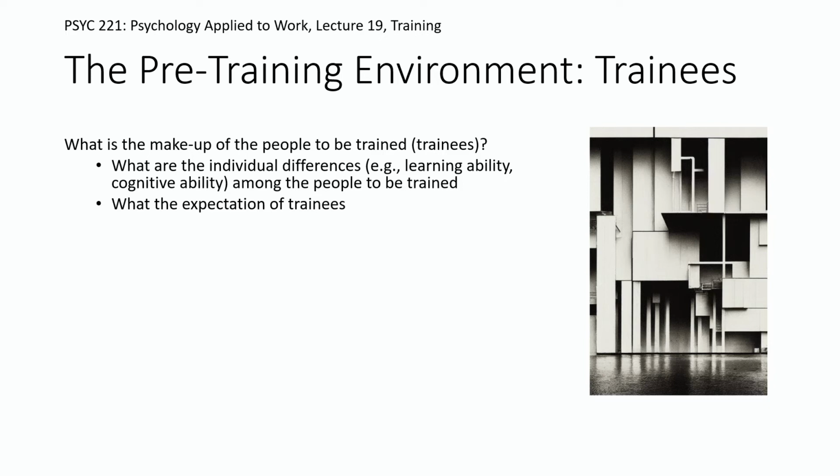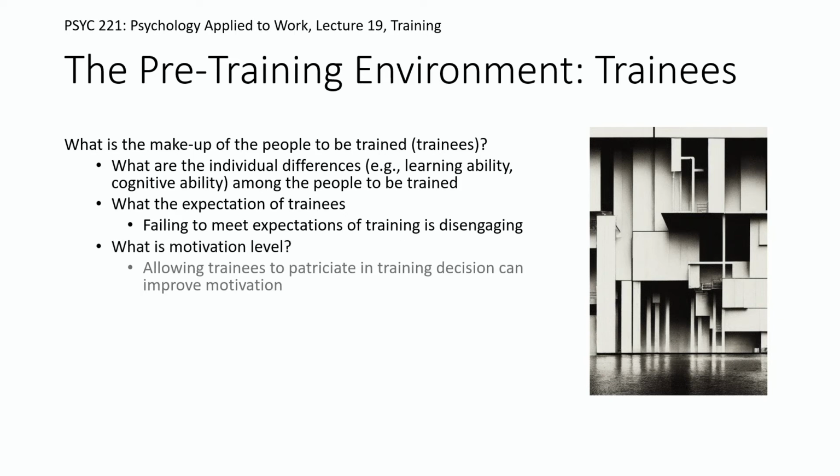And then what are their expectations? If they're not bought in that this training is needed, and you're telling them that they need to go to another facility for 3 days, be away from their families in order to get trained on something that they don't see the value in, you're setting yourself up for pretty poor transfer of that training, and some disengaged employees. So you want to line up the expectations, ideally, so that the people being trained also agree that this is a good idea. And then what's the motivation level?